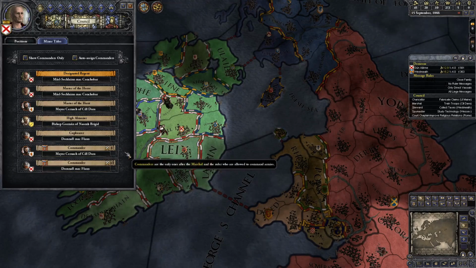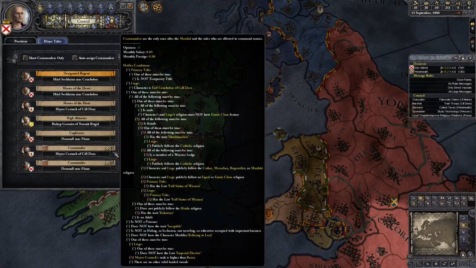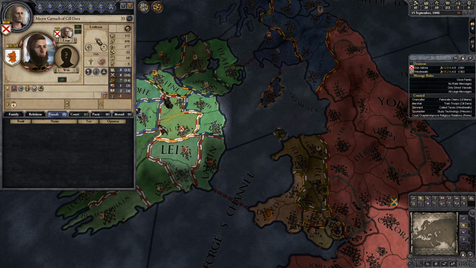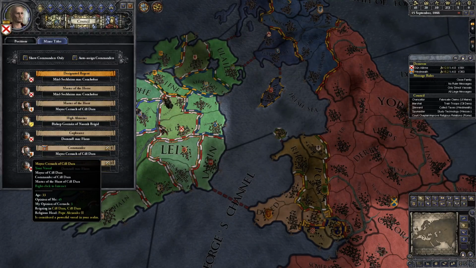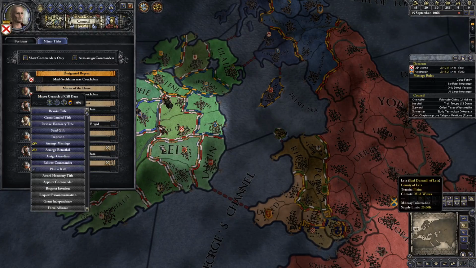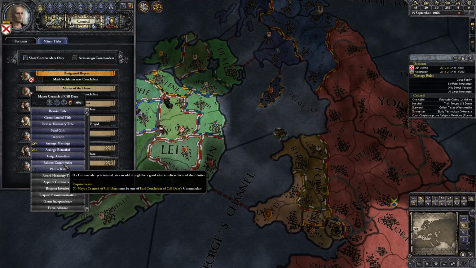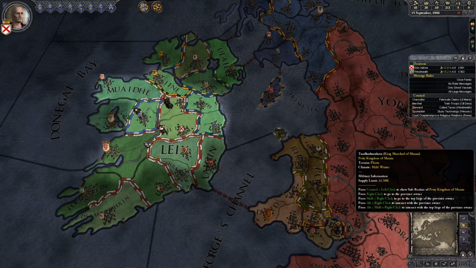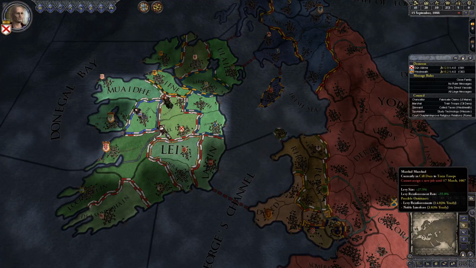Oh, we can have 2 commanders. Can we improve this? 8 isn't super great. So let's name another commander. We'd have to relieve him first. That's fine. Everything's fine.